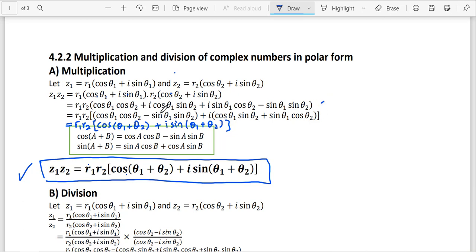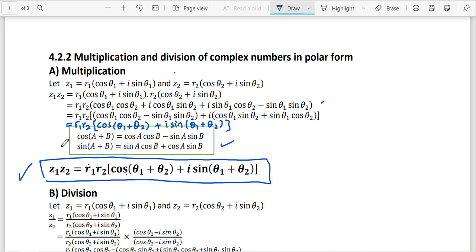When you simplify, you group: cos theta 1 cos theta 2 minus sin theta 1 sin theta 2, and then here is cos theta 1 sin theta 2 plus sin theta 1 cos theta 2. From here, you have learned before the formulas for cos and sin of the sum of two angles. For cos, you can express cos(A plus B) as cos A cos B minus sin A sin B. Then sin(A plus B) is sin A cos B plus cos A sin B. So these are the trigonometric formulas.